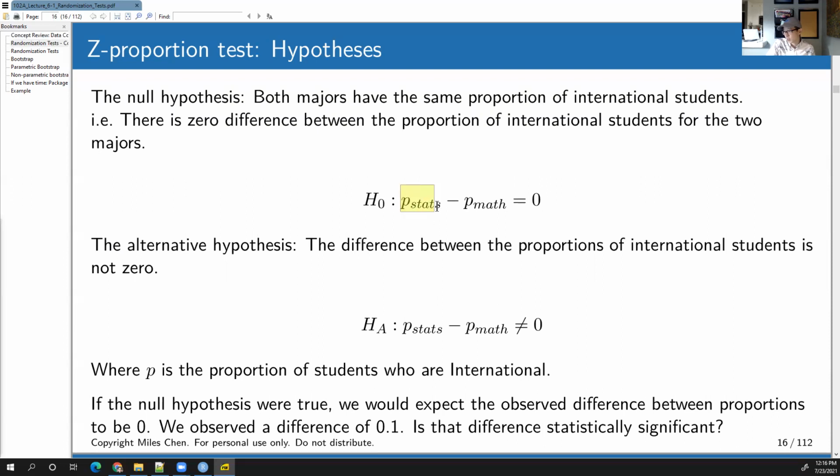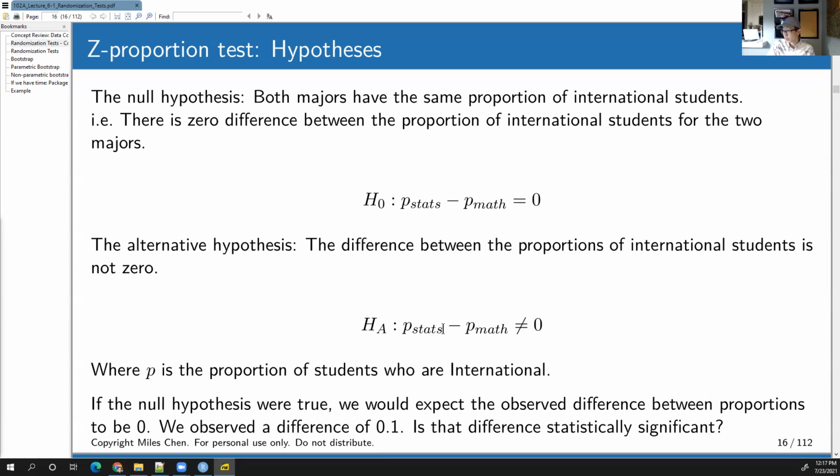So our null hypothesis is that in the population, the proportion of international students in stats and the proportion of international students in math, those two proportions are the same or that they have no difference. That would be the null hypothesis. The alternative hypothesis is that the two majors have different proportions of international students, okay? That the proportion of international students in stats and the proportion of international students in math, they're different, and therefore that difference is not equal to 0, okay?